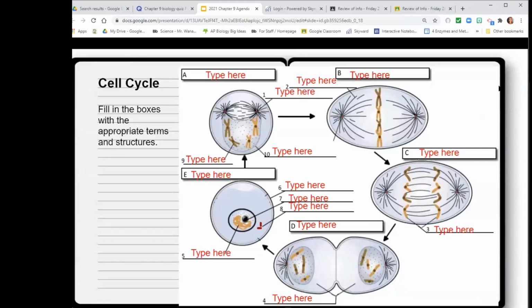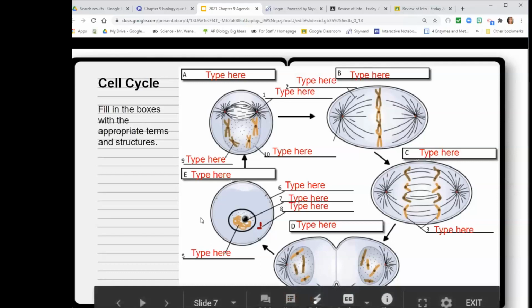The next page that I found people had errors on was labeling of this cell cycle. And I don't know if it's because there's a lot of words there, and so we just skipped it because it seems like a lot of work, or if we really didn't know what to do, okay? So first of all, notice the capital letters A, B, C, D, E, F. That's where we're going to put the phases of the cell cycle.